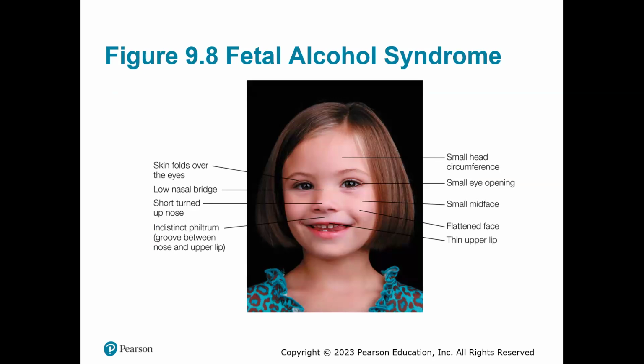Not much of a nasal bridge, a small upturned nose, small head circumference, small eye openings that are wide apart from one another, thin upper lip. Those are just the facial feature differences that you would see in someone with fetal alcohol syndrome. And on top of that, you would see the mental and behavioral effects as well.